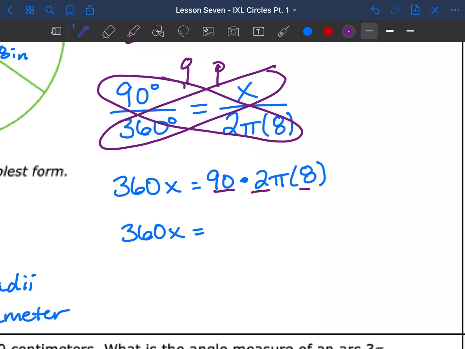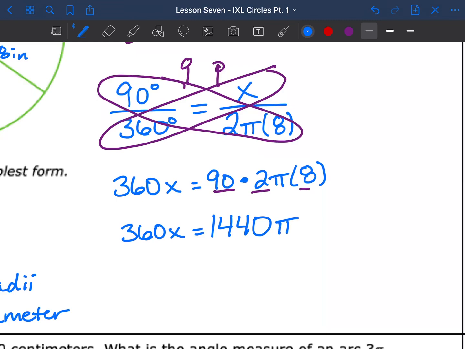Oh, I need to get my calculator. On my notes, I didn't write this down. So you get to see in real time, me grabbing my calculator on my phone. 90 times 2 times 8. Okay, you should get 1,440 times pi.